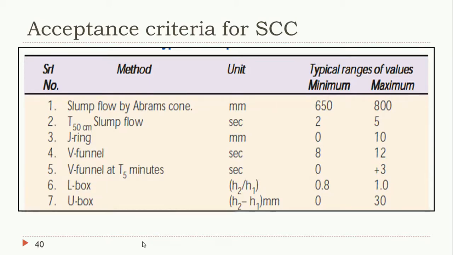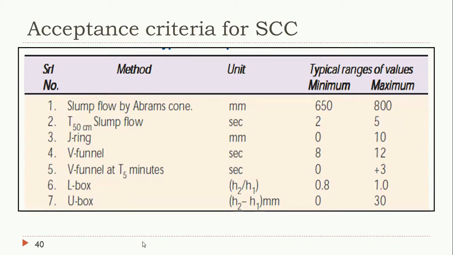For V funnel at T5 seconds, it is plus 3, so the minimum is 11 seconds and the maximum is 15 seconds. It should be within that range. V funnel at T5 means we allow the concrete to settle for 5 minutes, then remove the trapdoor and measure the discharge of the concrete from the funnel. In that test, V funnel at T5, the minimum is 8 and the maximum is plus 3, that is 15 seconds.